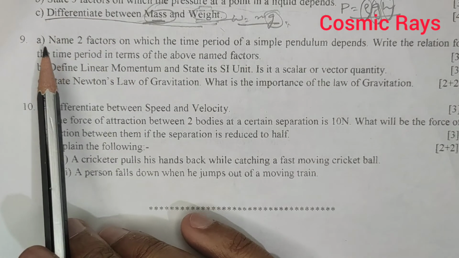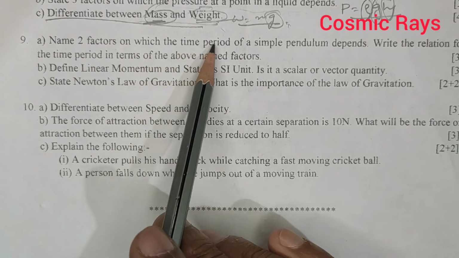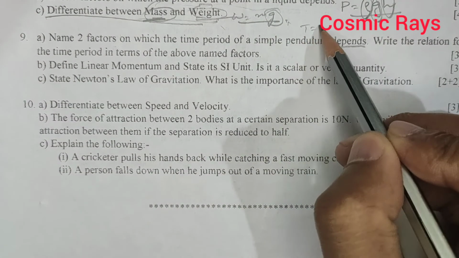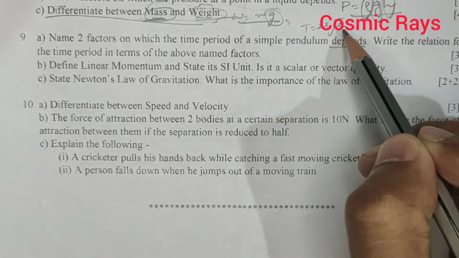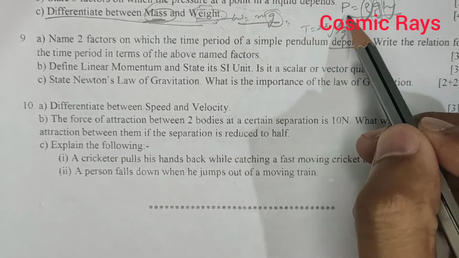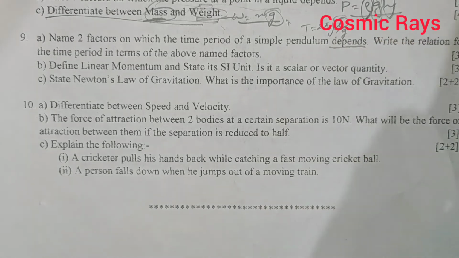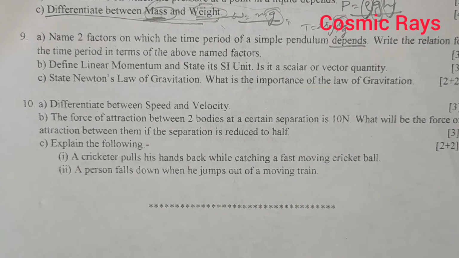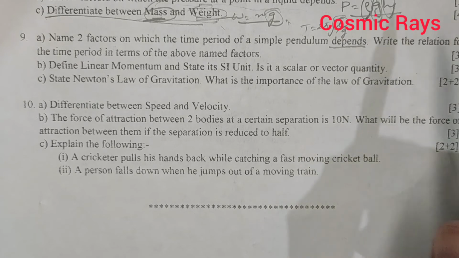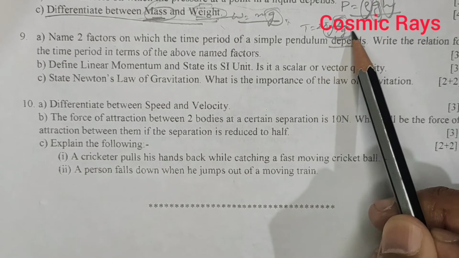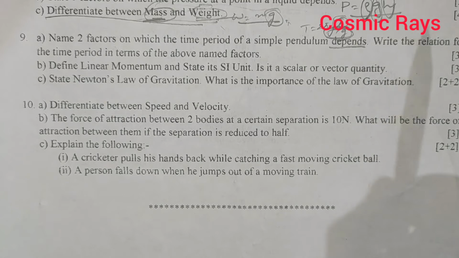Now the next question says, name 2 factors on which the time period of a simple pendulum depends. So we know time period is equal to 2π root L upon g. So the first factor on which it depends is root L. That means time period is dependent on the square root of the effective length, or you can say time period is directly proportional to the square root of the effective length, and the second factor is that time period is inversely proportional to the square root of acceleration due to gravity.